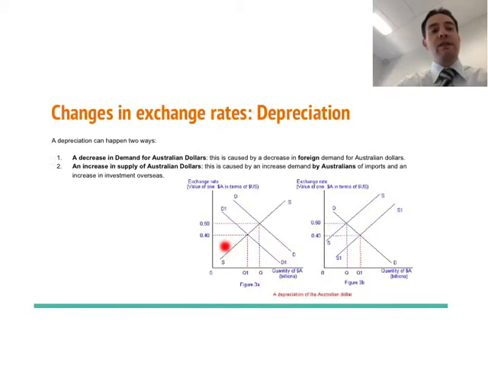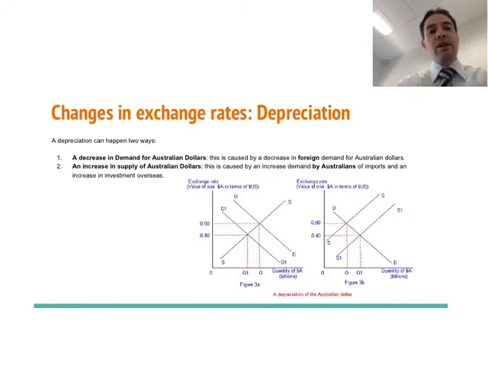So if we take this graph here, if we see a decrease in exports from Australia overseas, we have this original demand curve that will decrease, because there's not as much demand on the Forex market for Australian dollars, because our exports have decreased. This will cause the depreciation of the currency from 0.5 to 0.4, and we can see the quantity demanded of Australian dollars down here decreasing as well.